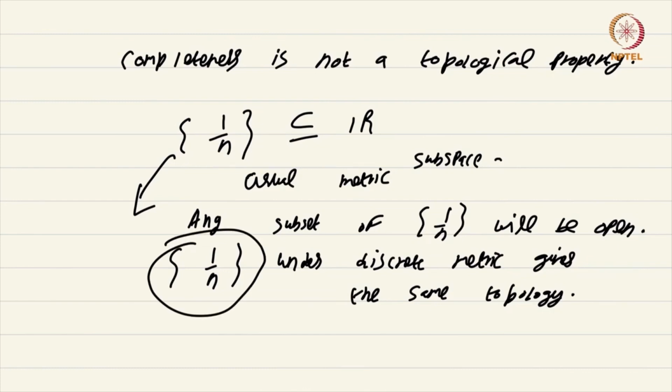Obviously, when you put the usual metric, it's not complete because 0 is not there as an element of 1 by n, and 1 by n converges to 0. This shows that you can have two different metrics on the same set which give rise to exactly the same topologies, but one of the metric spaces is complete, the other is not.